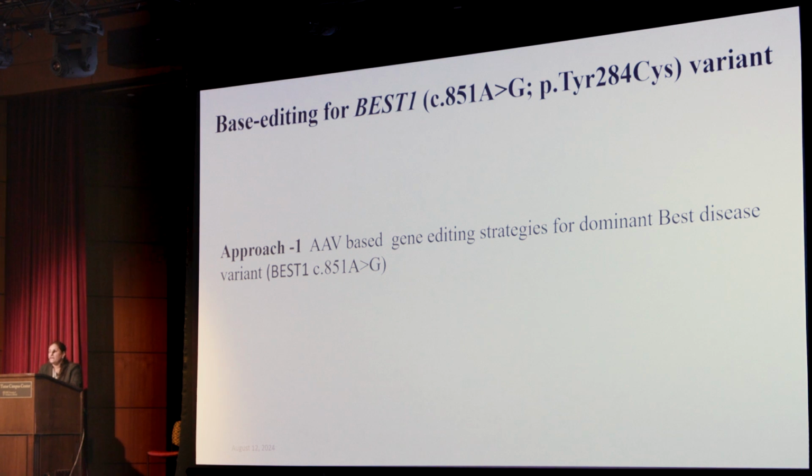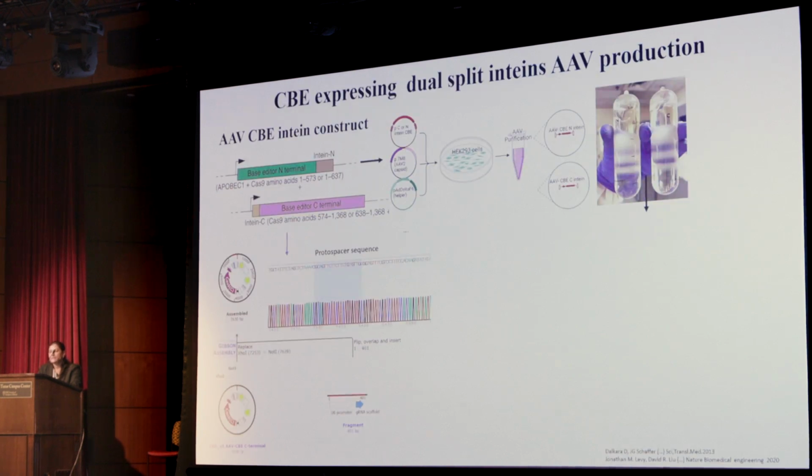So our next plan, since we have now confirmed we have the RPE, is to deliver the base editor using AAV, because AAV is already in clinical trials and there has been great success with Luxturna for the RPE65 gene. So we use an AAV intein construct, where these inteins come together by trans-splicing to form the full-length protein, and we use the triple transfection method to produce the virus.